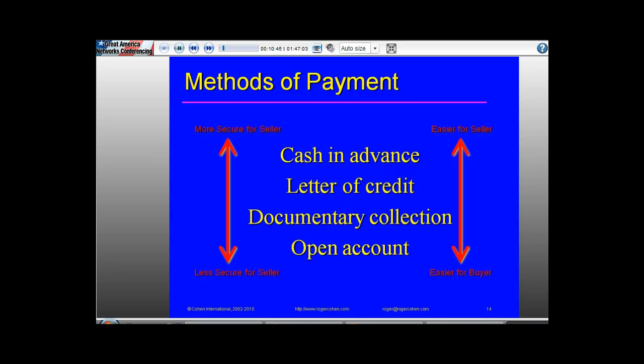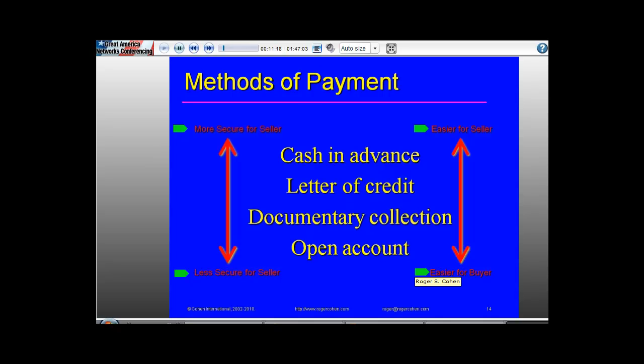Moving ahead. So, looking at various kinds of payments and methods of payments, we can see that the most secure, well, just a moment, you'll see that the way I've put this together is that we're comparing the most secure transaction for the seller with what's easier for the seller. And so at the other end of the spectrum, which is down at the bottom, that which is less secure for the seller is easier for the buyer.